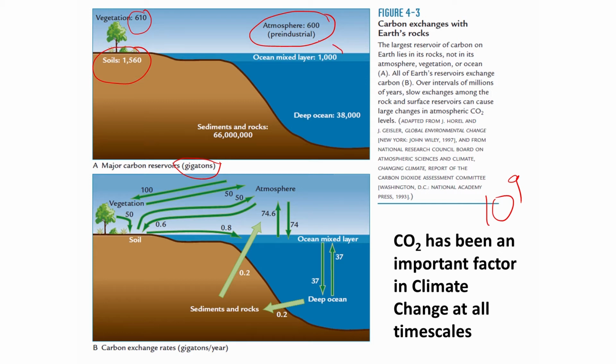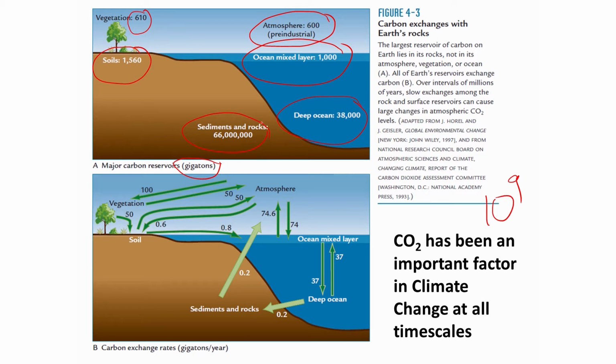The ocean, on the other hand, is a huge reservoir. Just the top of the ocean near the surface, where photosynthesis is happening because there are enough nutrients and light, has 1,000 gigatons. But the deep ocean has 38,000 gigatons. So you can see the huge difference. This is why the ocean is so important. It's a deep, huge reservoir of carbon. Okay? And the sediments and rocks have 66 million gigatons of carbon.